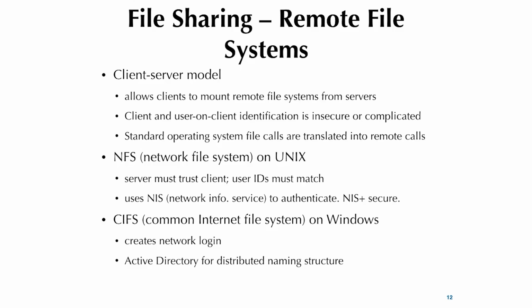So that's why it needs what's called NIS, or Network Information Service, to do the authentication. Instead of trusting the user, you have to go to a server, a lot like a DNS, the Domain Name Server, except this is to authenticate the user, and then that is what allows you to get access. So that's an improvement. Now on Windows, you also have similar issues, and so CIFS, the Common Internet File System, forces you to create a network login and use Active Directory for the distributed naming structure. So if you use Windows on your network, then yes, you actually have to do this extra level.